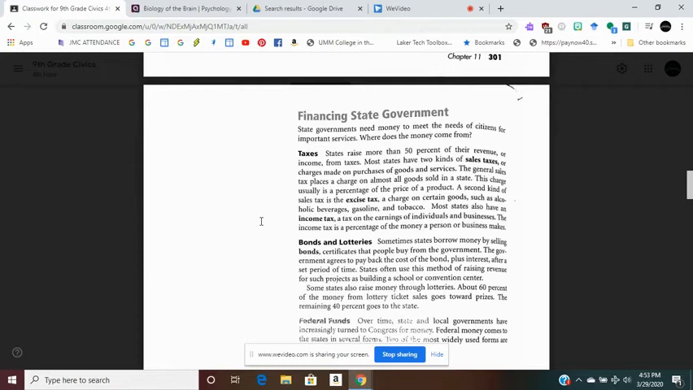A second kind of sales tax is the excise tax, a charge on certain goods such as alcoholic beverages, gasoline, and tobacco. Most states also have an income tax, a tax on the earnings of individuals and businesses. The income tax is a percentage of the money a person or business makes.